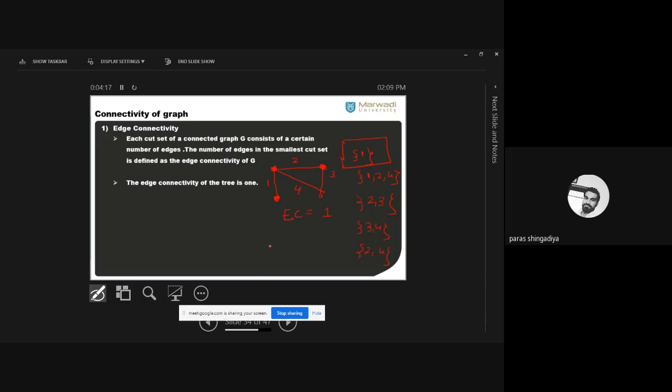Clear? If we change the graph, okay, then the answer will change. If I involve a fifth edge here, that is 5 edges are involved in this graph, so the cut sets will change. Clear? The answer will change because it depends on the number of edges. So right now the cut sets will be 1 2 4, then 2 3, then 3 4 5 will be a cut set. Clear? Then 1 and 5 will be a cut set. Clear? These are all possible cut sets.